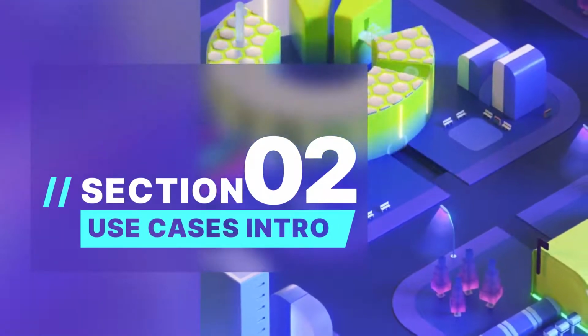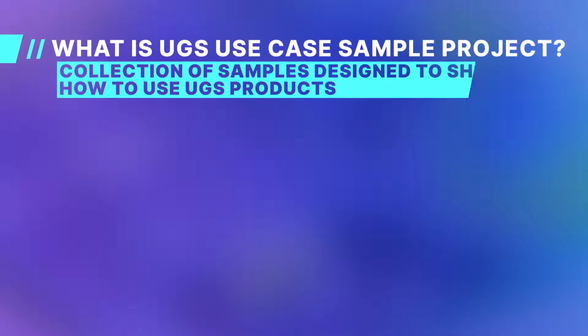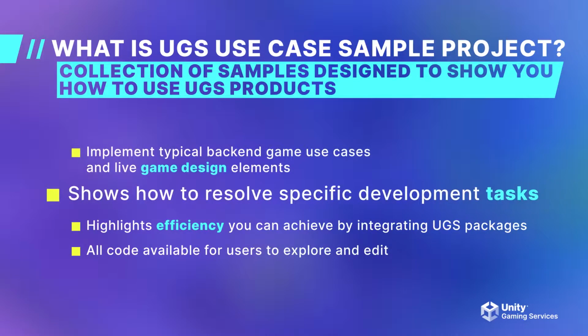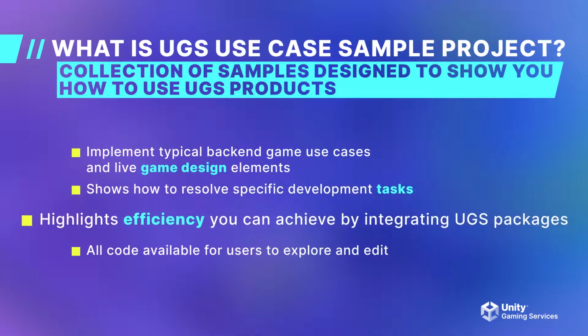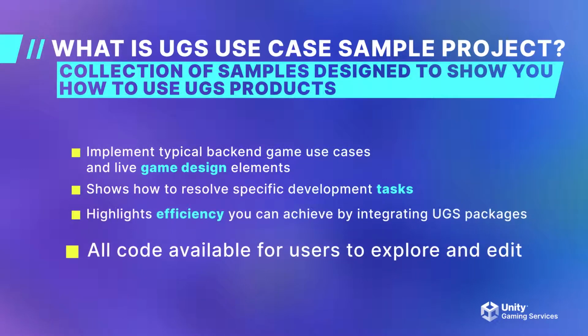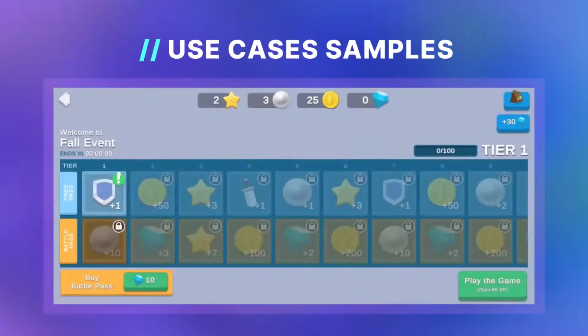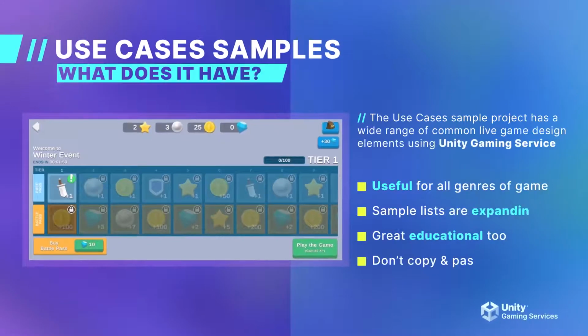The use case sample project we will be showing in this bootcamp is a collection of use cases that show common live game design elements and how to resolve them using Unity and Unity Gaming Services. These samples highlight how to efficiently use Unity Gaming Services packages in your game. The project is available to the public and meant to be used as an educational tool. The Use Cases sample project has an ever-growing list of samples. These samples are maintained and the team is always on the lookout for new use cases to add to the project. The samples can be utilized by all genres of games.